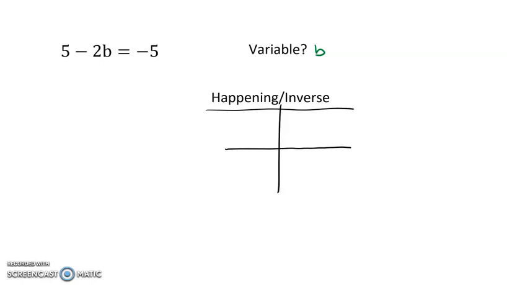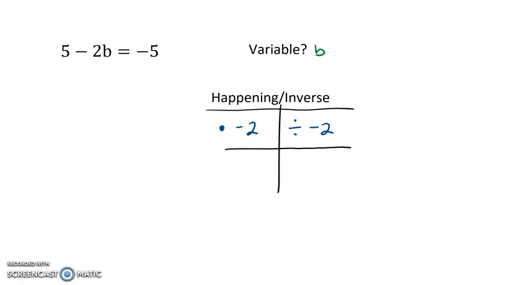The next thing we should do is figure out what is happening to that variable. We can see right here that we have negative 2b, and when the number and the variable are stuck together like that, we are doing multiplication. So we're multiplying by negative 2, which means that our inverse is to divide by negative 2. If we're going to multiply by negative, we have to divide by negative.